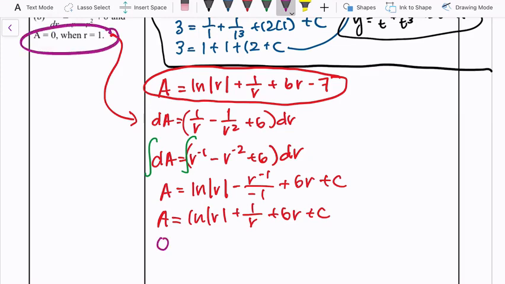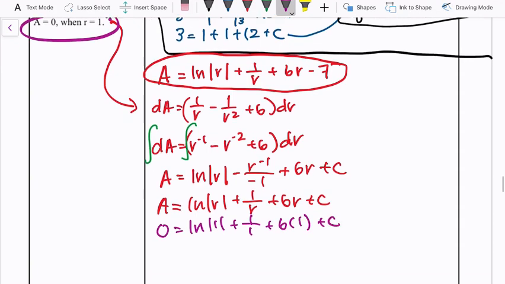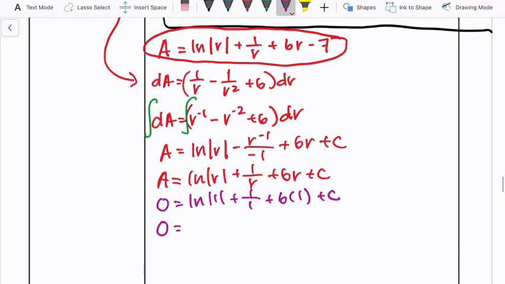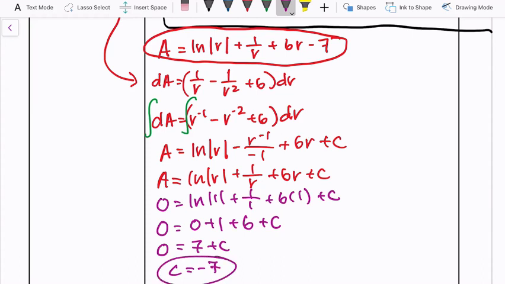So A is equal to 0, and now all of our r's will be 1. So natural log of 1 plus 1 over 1 plus 6 times 1 plus c. All right, so 0 equals natural log 1, which is 0, plus 1 plus 6 plus c. 0 is equal to 7 plus c. And so that means that c is equal to negative 7. So we would take that negative 7 and plug it in for c here.